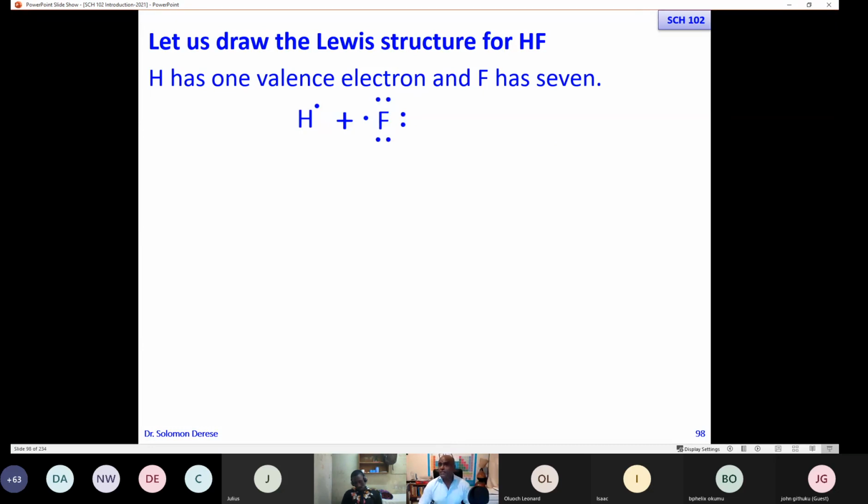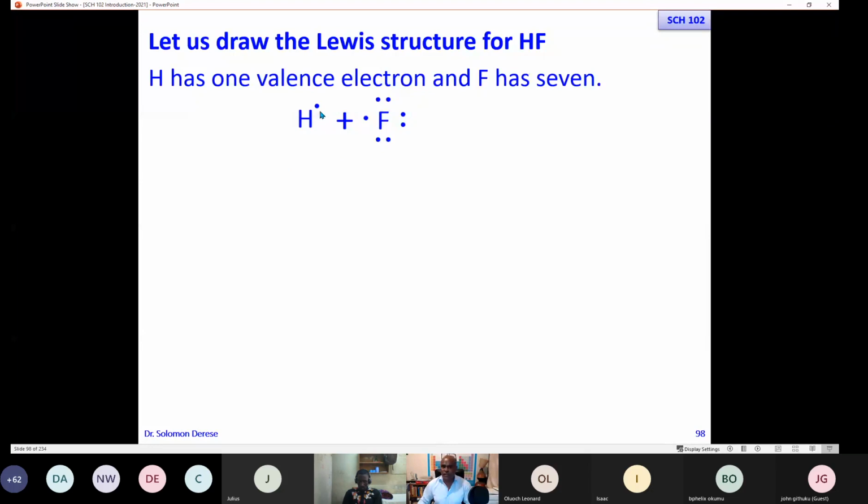As we do so, we must follow the duet rule for hydrogen. The hydrogen should only be surrounded by 2 electrons, and the octet rule for fluorine. So this is the Lewis structure for hydrogen, where we have 1 dot on the hydrogen representing the 1 valence electron of hydrogen. And then this is the Lewis structure for fluorine, where you have 7 electrons on the fluorine, the 7 valence electrons. So these are going to form a covalent bond.